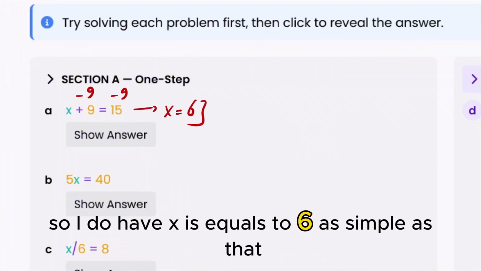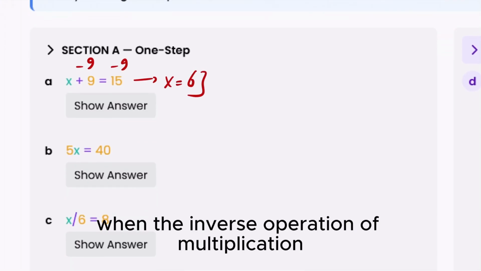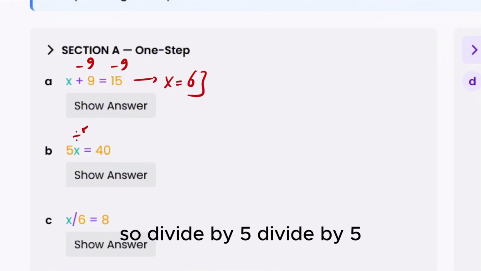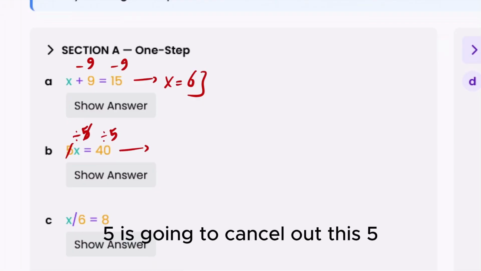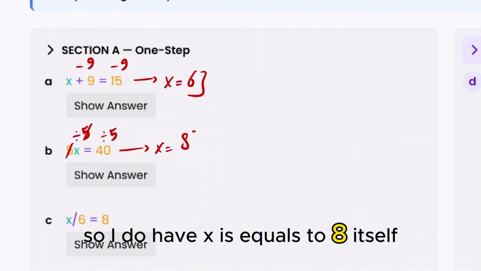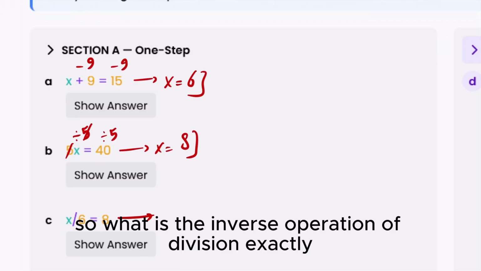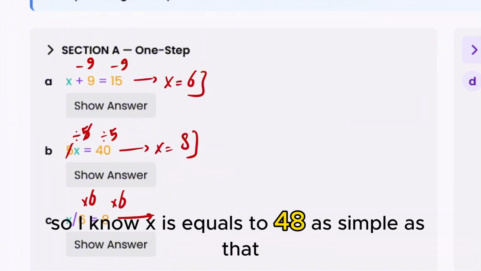As simple as that. For the next one, I do have multiplication. We know the inverse operation of multiplication is division. It means that I have to divide both sides by 5 itself. So divide by 5, divide by 5. If I do that, this 5 is going to cancel out this 5, so I do have x is equal to 8. And also for the last part, I do have division. So what is the inverse operation of division? Exactly, it's multiplication. So multiply by 6, multiply by 6. So I know x is equal to 48, as simple as that.